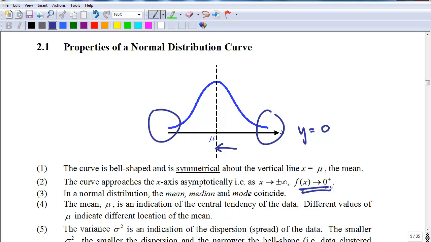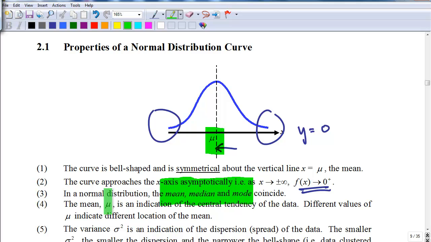If you recall, what is the mean? The mean is, if you have a lot of data points, you add up all those data points and divide by the total number. What about the median? The median is when you arrange the data points from the lowest to the highest, the value in the middle. What about the mode? The mode is the data point that occurs the most frequently. So a normal distribution has this special property that the mean, the median, and the mode are all mu.